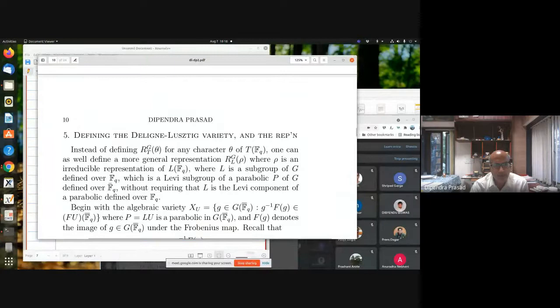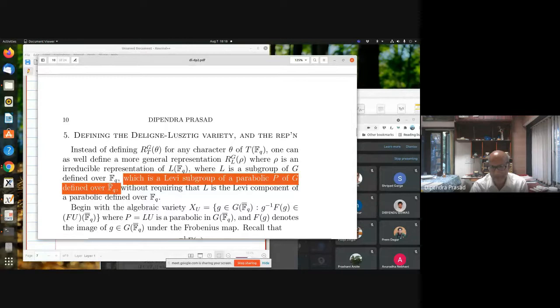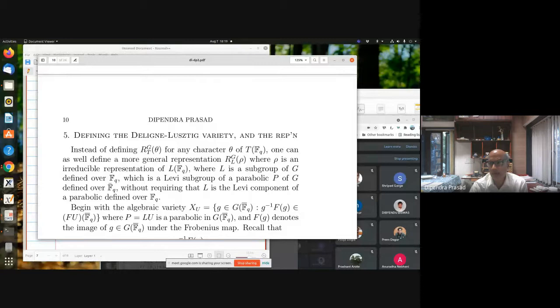So instead of defining R_T theta for a character of T(F_q), one can as well define a more general representation R_L^G of rho, where rho is any irreducible representation of a Levi subgroup. Here the point is that these are not Levi subgroups of parabolics defined over F_q, but of parabolics defined over F_q bar. Like tori, unless they are split tori, they are not Levi subgroups of a Borel. Only the split torus is the Levi subgroup of a Borel in a split group. So other tori are what one calls twisted Levi. They become Levi over F_q bar.